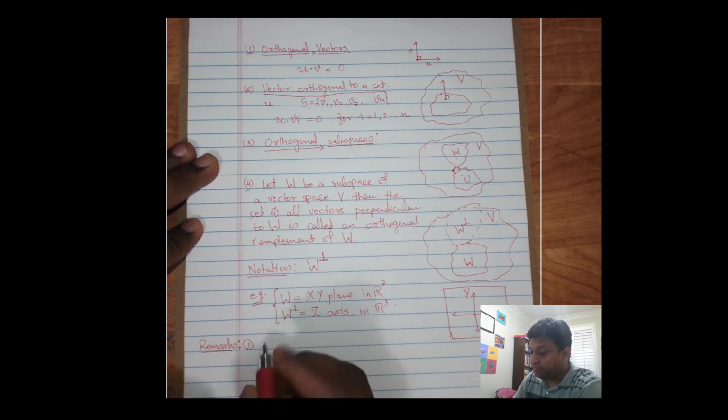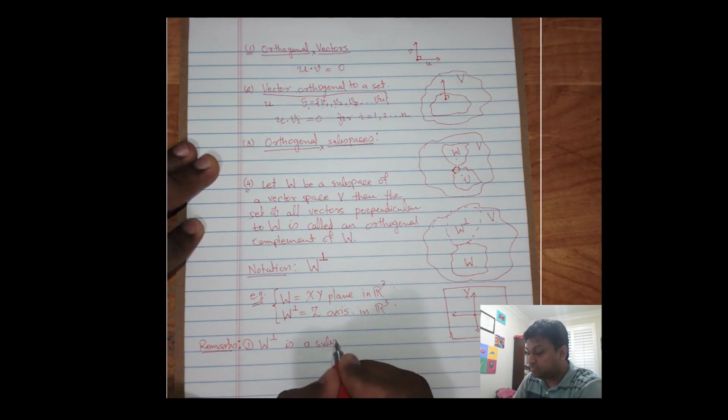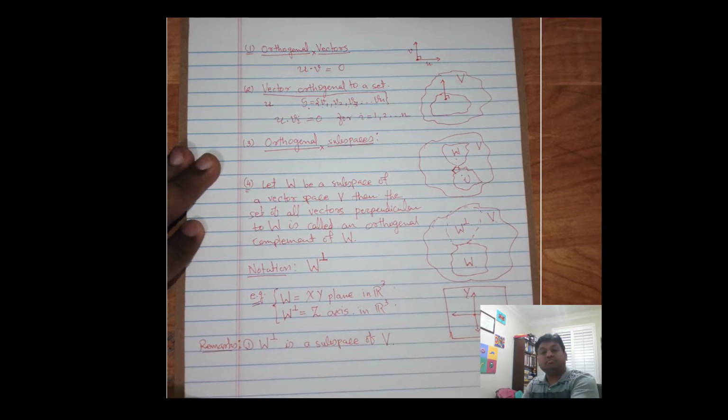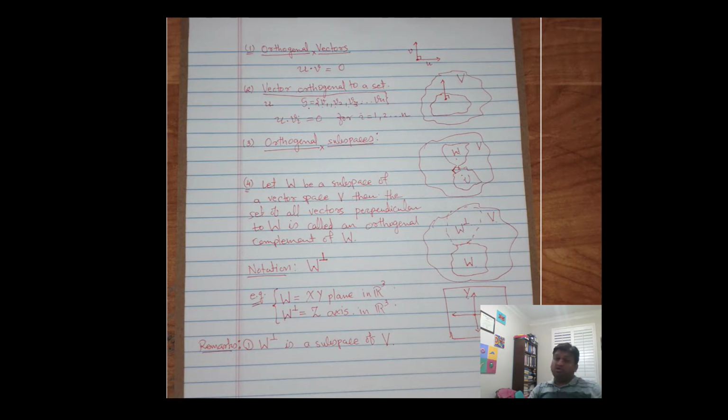Remark number 1. Orthogonal complement of W is a subspace of a vector space V. Alright. Again, we have seen many examples and we have proved that a given set is a subspace of a vector space or not. What I want you guys to do is check if the orthogonal complement is a subspace of the vector space or not.